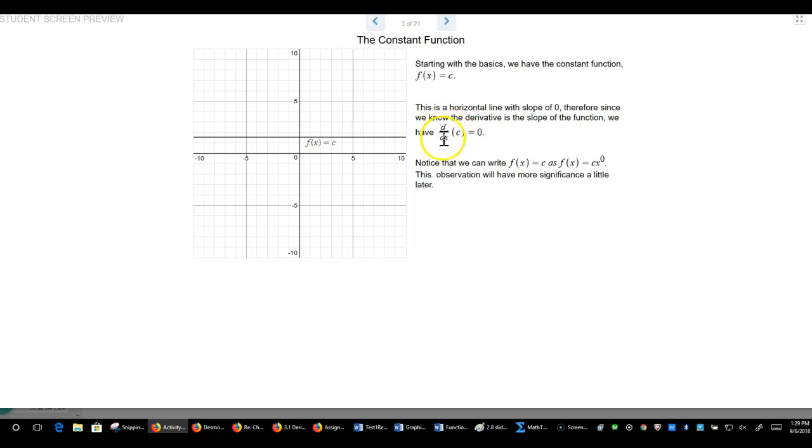And notice that in this section we're using that operator for the differentiation operator here. So you can write f of x equals c as f of x equals cx to the 0, because x to the 0 power is 1. And later we'll see why that kind of matters.